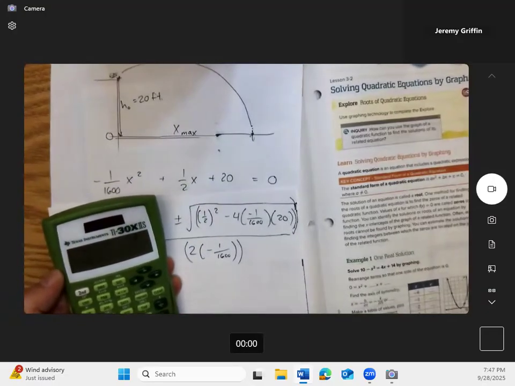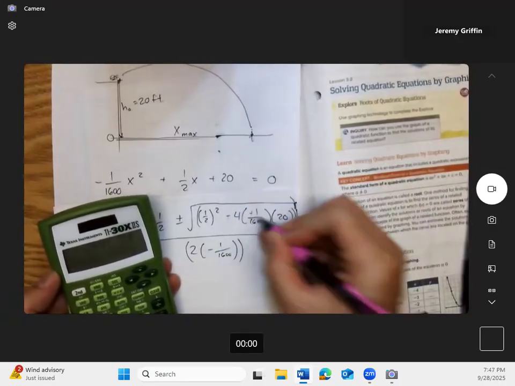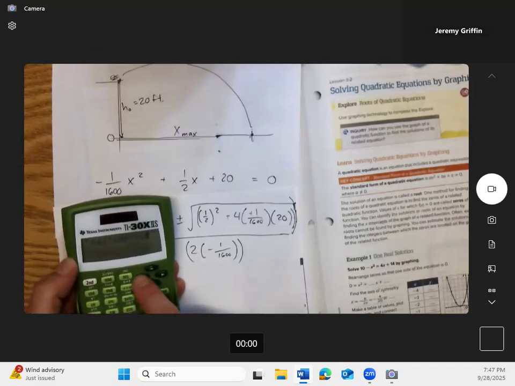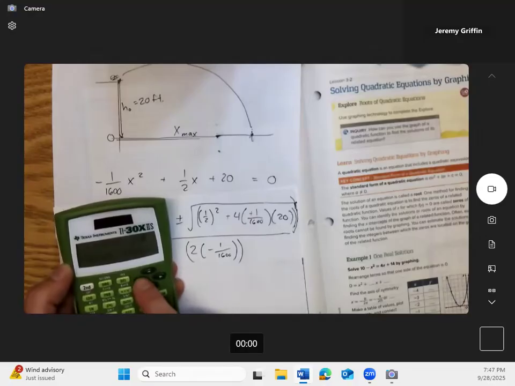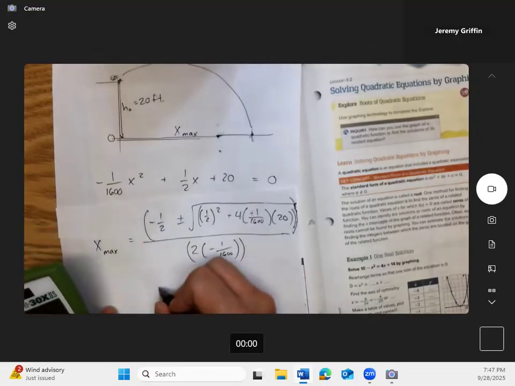And square root of b squared. Now two negatives right here, a negative, negative. I'll just save myself and call it plus, they cancel. Okay, 4 over 1600 times 20. Now group that together in parentheses, that's my radical. Okay, I think we're good. All right, so then collectively divided by 2 times negative 1 over 1600. Okay, double check, make sure I type that in right. Okay, I think we're all right.